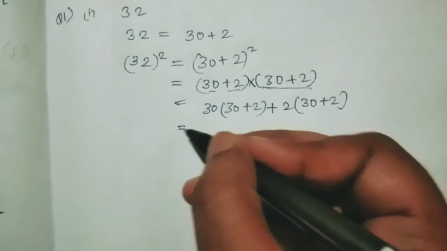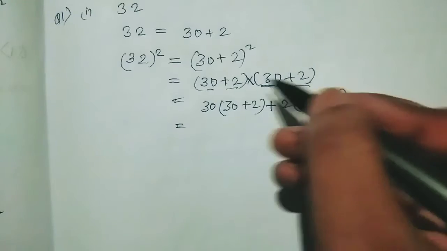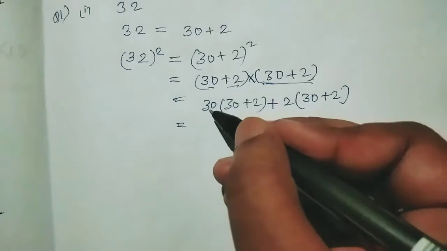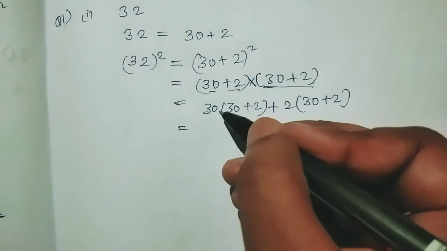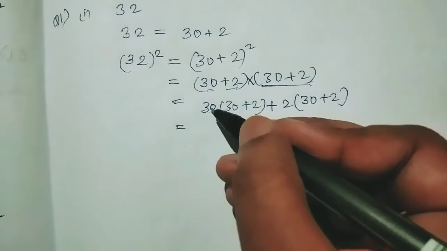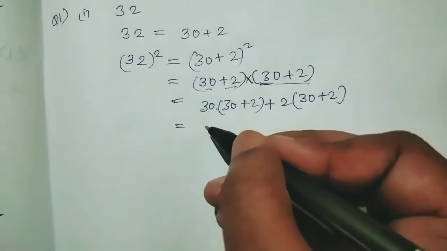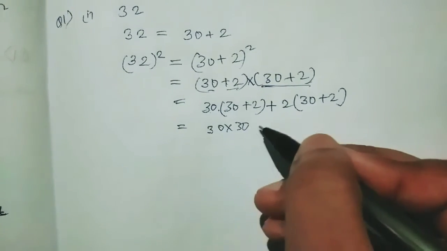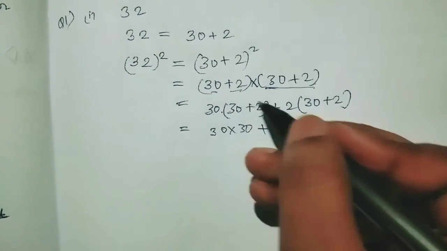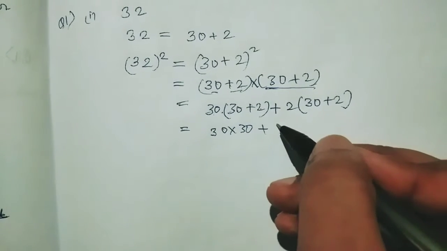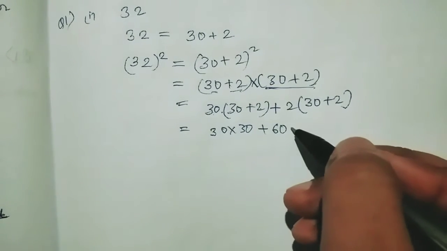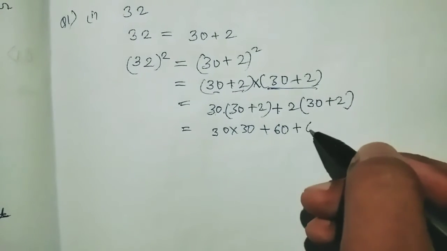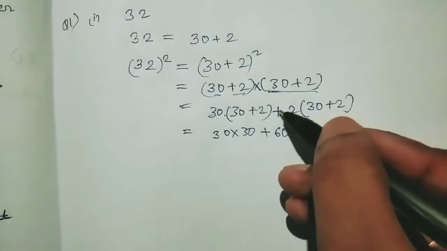Understood? This number is multiplied with this number whole, and again this number is multiplied with this number whole. Now this 30 into 30. If nothing is written, that means it is a multiplication. So you have to write 30 into 30, then plus 30 into 2. 30 into 2 is what? 60. Now 2 into 30 is what? 60. Then plus sign here.